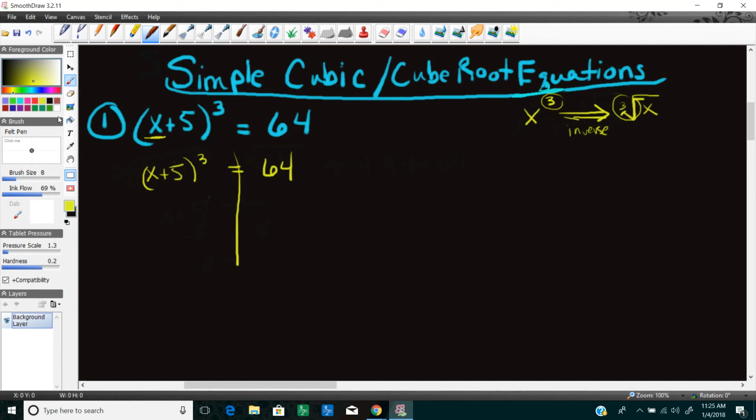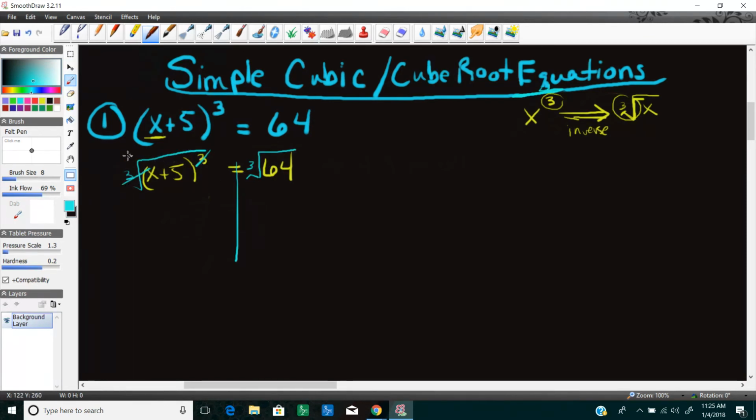The first thing I want to look at is whether there's anything in the front, or anything below. There's not, so we can start getting rid of that cube, just like we do with a regular equation. So I'm going to cube root this side and this side, and I did choose this number on purpose.